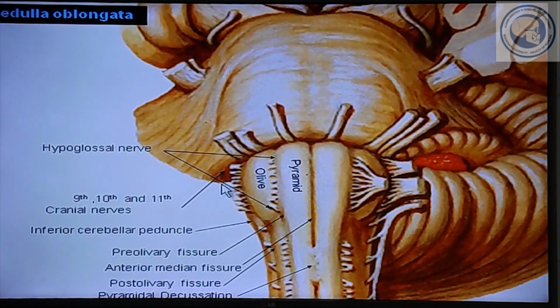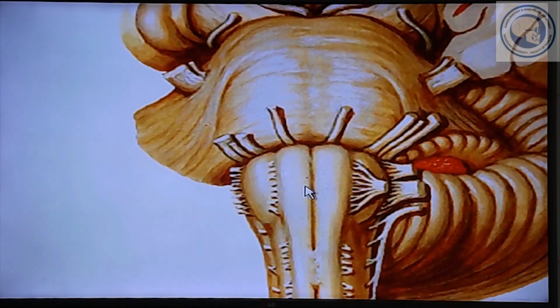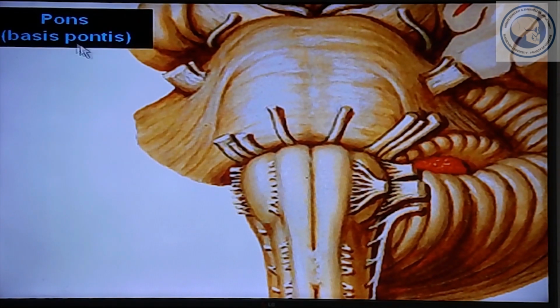So the ventral aspect of the medulla shows 3 elevations separated by 3 fissures, and we have the exit of the last 4 cranial nerves. What about the ventral aspect of pons, named basis pontis?